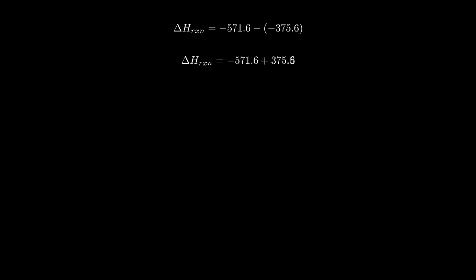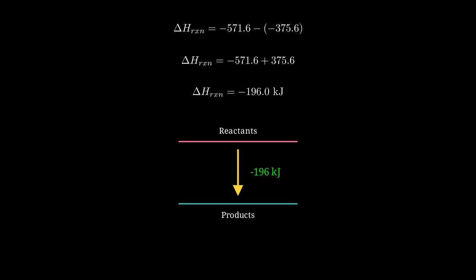Now we can calculate the final enthalpy change. Delta H reaction equals negative 571.6 minus negative 375.6, which becomes negative 571.6 plus 375.6. This gives us negative 196.0 kilojoules. The energy diagram shows products are lower in energy than reactants by 196 kilojoules, indicating an exothermic reaction.